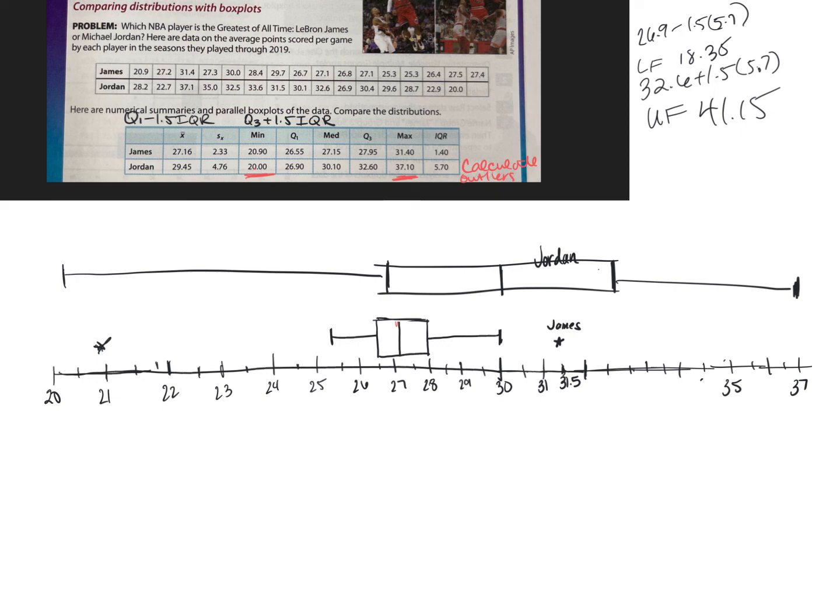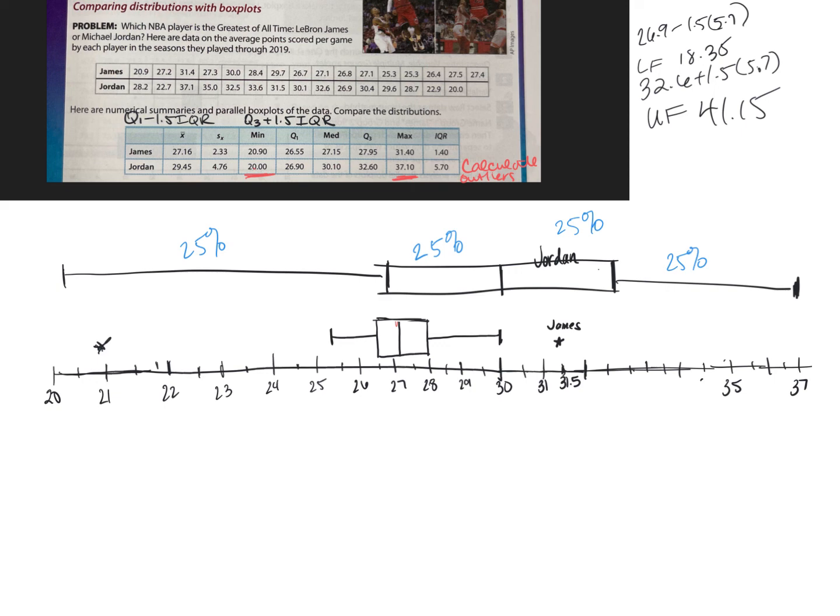Remember, quarter means 4, right? We're dividing the data, 100% of the data, into 4 pieces. So each piece of your box plot represents 25% of the data. 25% from the min to Q1, 25% from the Q1 to the median, 25% from the median to the Q3, and 25% from Q3 to the max.